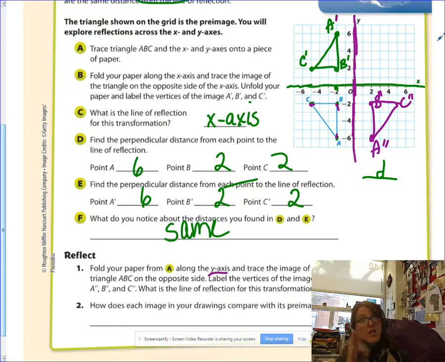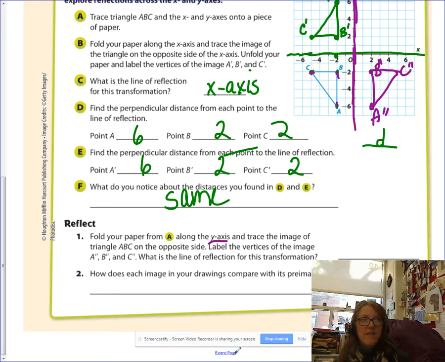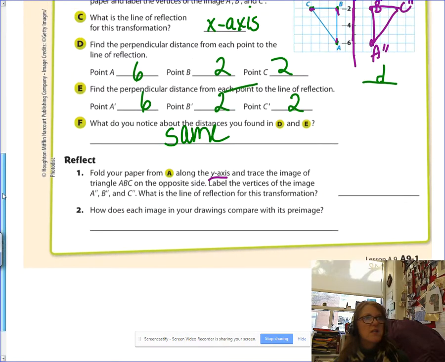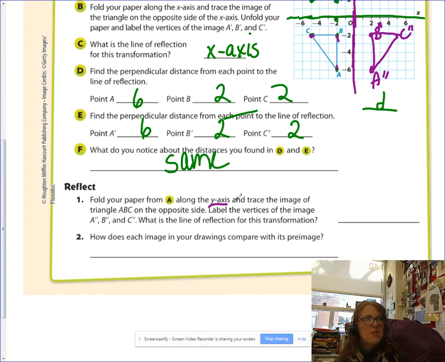Okay, the orientation has changed because now it's kind of this mirrored image. But I haven't changed the size at all. I didn't enlarge it. I didn't decrease it or shrink it. It's still the same size. What's the line of reflection? The y-axis this time. I guess I only need 1 hyphen there.